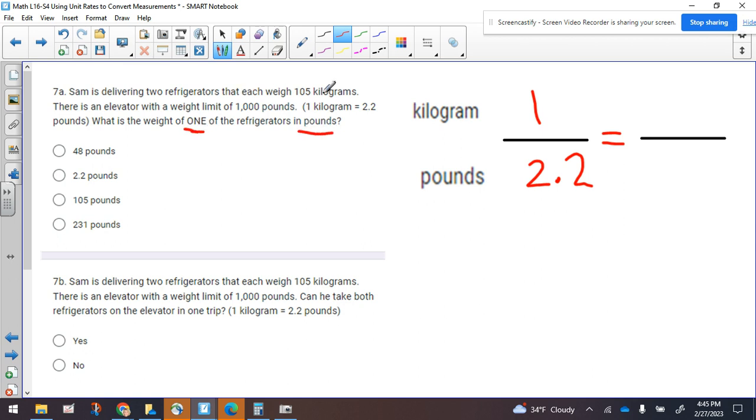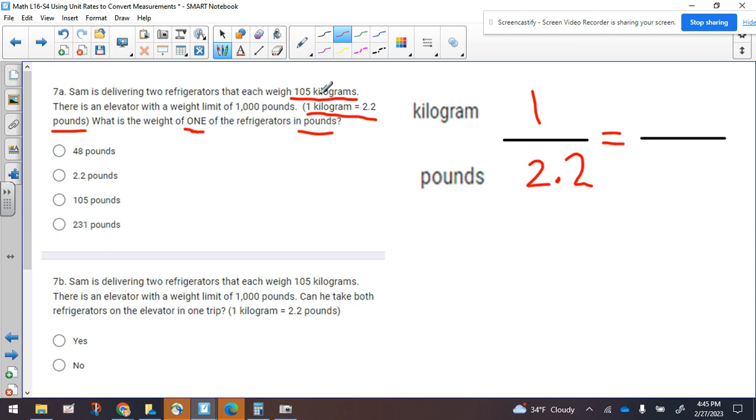So it's saying that each one weighs 105 kilograms. So first thing we'd want to do is take the conversion that they give you here and write it as a ratio. So for every 1 kilogram, that's 2 and 2/10 pounds. So that's first, is to take this and write it as a ratio. Step two is to take the number that's given and decide where it goes in the proportion.